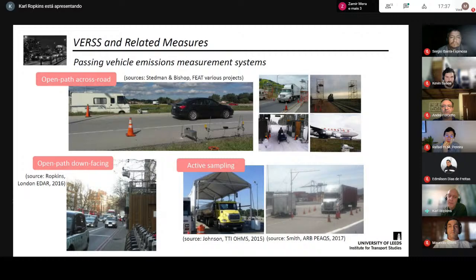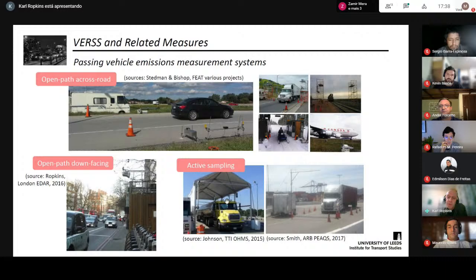It's a nice way to gather data at that high level. Now, in addition to these open path systems, where you're sending a light beam across the road, there are some down-facing techniques, and that's one of the ones I'm going to talk about today. It's called EDAR. They hold a unit above the road and then detect emissions of vehicles as they pass under it.